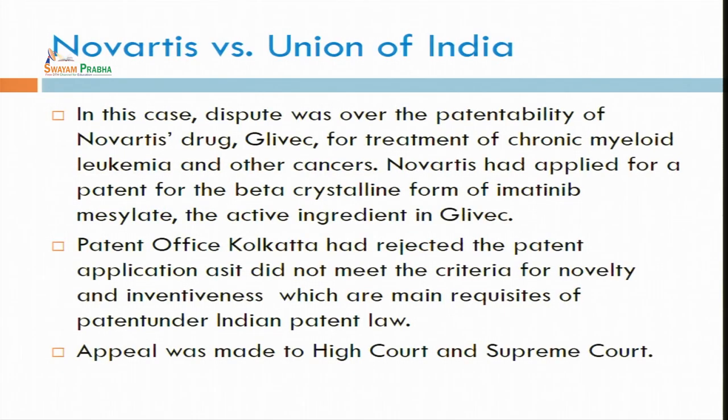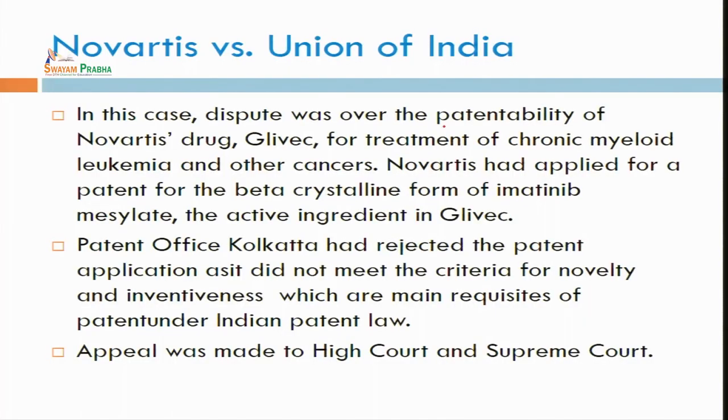Another most important case is related to patent infringement. It is related to Novartis, a very big MNC which belongs to Switzerland. This Novartis company filed an application for what we can call evergreening of patent under Section 3(d). The dispute related to the patentability of the Novartis drug Glivec. Glivec is for the treatment of leukemia and other cancers also. Novartis applied for a patent on the beta crystalline form of imatinib, which is the active ingredient in Glivec.